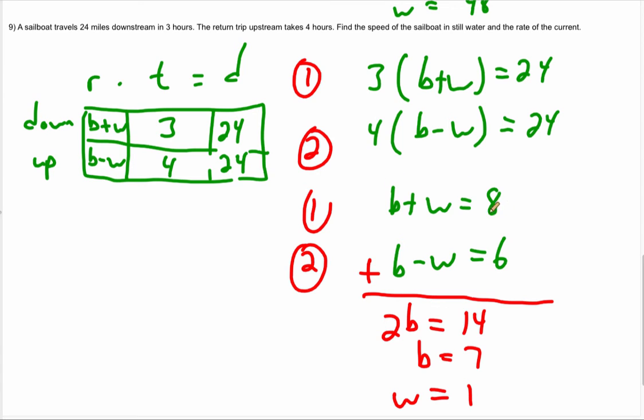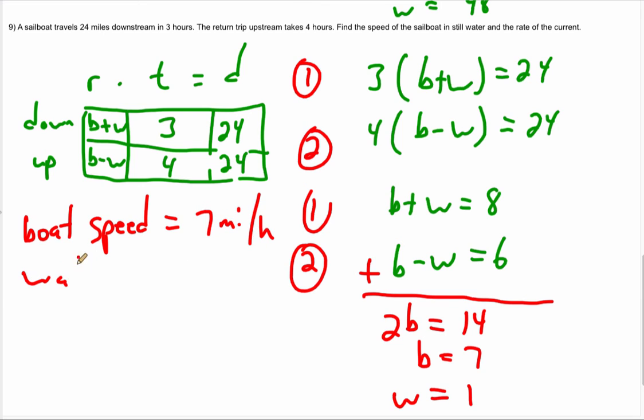And we can test our theory. If we go 7 plus 1 miles an hour, 8 miles an hour for 3 hours, 8 times 3, 24. If we go 7 minus 1, 6 times 4, 24. It's all good. So, speed of the boat equals 7 miles per hour. Water speed equals 1 mile per hour. Victory. See you for the next video.